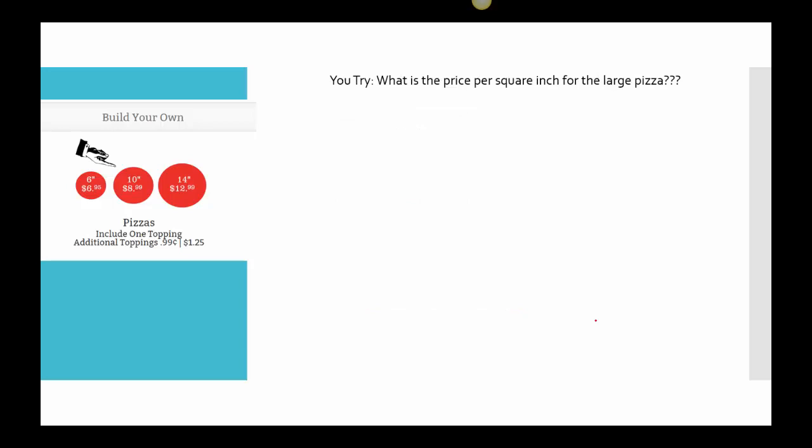All right, so I want you to try it for the large pizza and see if the large is even a better deal. Find the area, find the price per square inch, and let's see what our best deal is here. Pause me so you can do that, then come back.